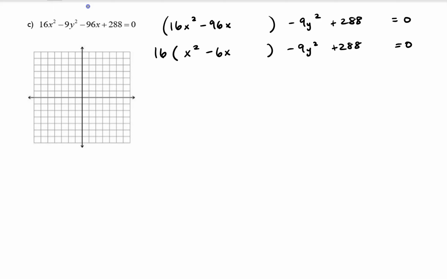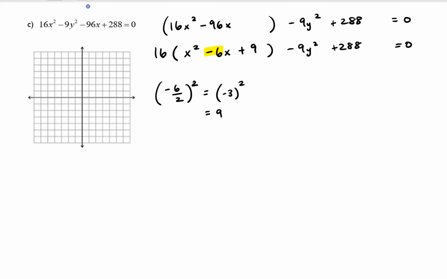Now, we want to go through that same process that we did in the previous example where we completed the square. So we want to take this value, divide it by 2, and then square it. So negative 6 divided by 2 is negative 3. If I square that, that gives me 9. So here I want to add 9.